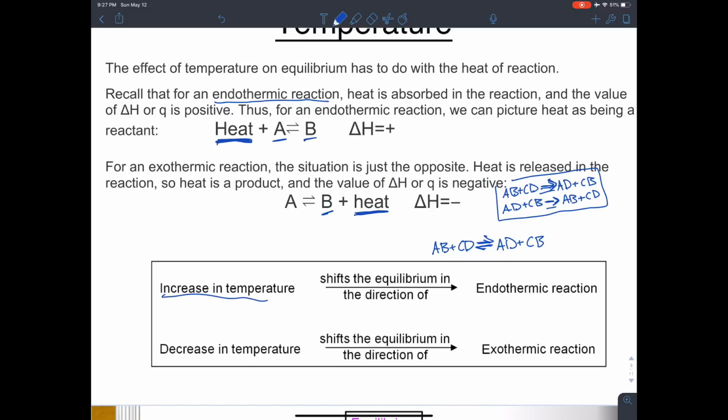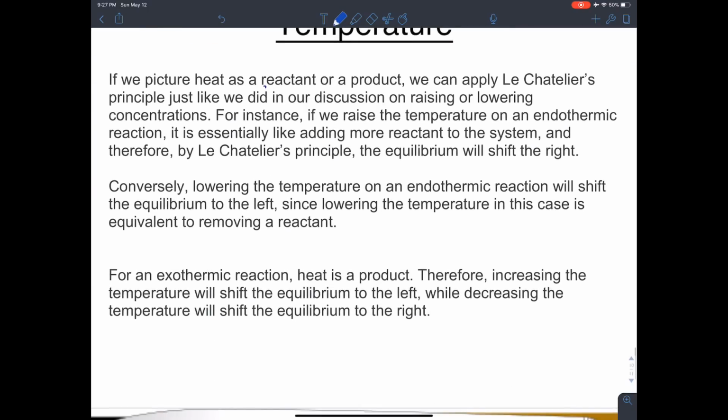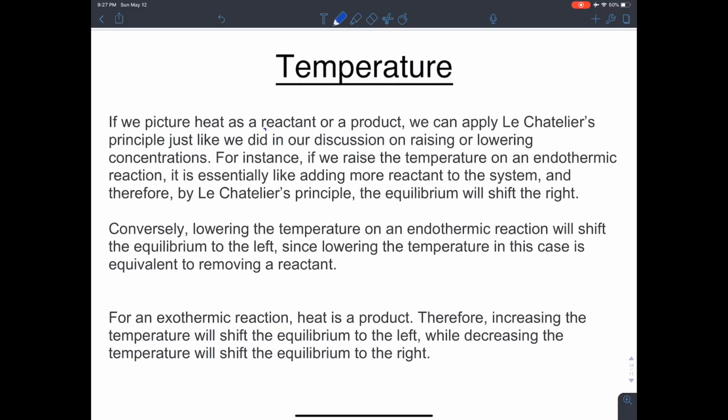If you increase the temperature, you're going to shift towards the endothermic reaction. So whichever direction is toward the endothermic reaction, increasing the temperature is going to shift that way. Decreasing the temperature, you're going to shift towards the exothermic reaction. Whichever reaction is exothermic, you're going to get more of it. But the simplest way to think about this is picturing heat as a reactant or product, because then you can just apply Le Chatelier's principle.